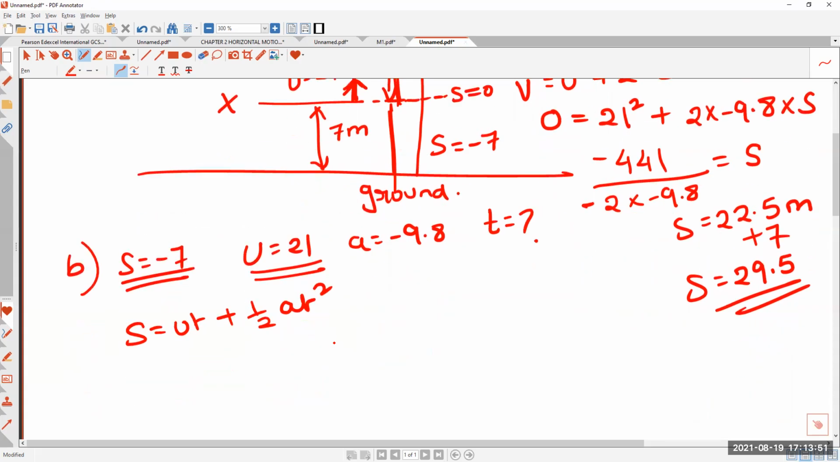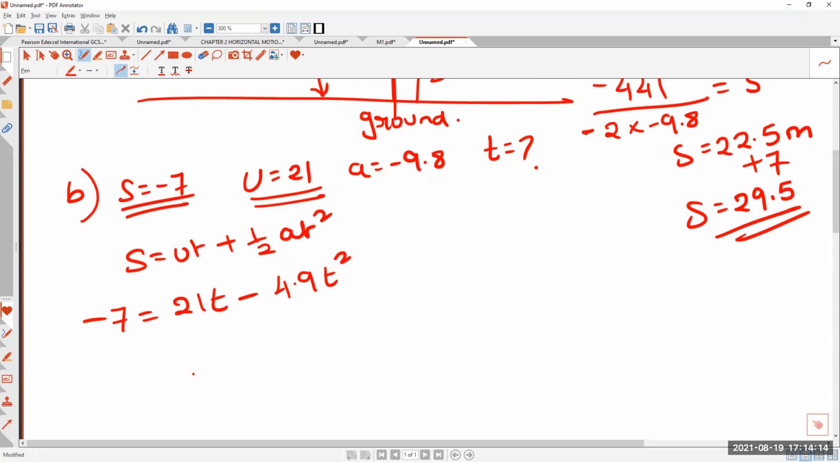s is minus 7. u is 21t. Minus half into 9.8. What is 0.5 into 9.8? 4.9. So 4.9 t square. Can you see if you bring everything on the other side, it becomes a quadratic equation?